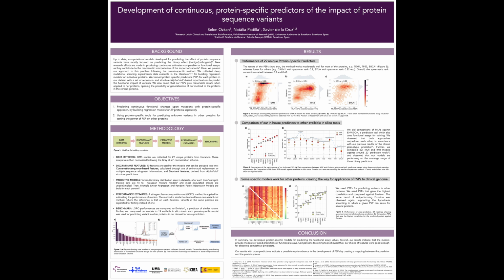Also, we see that for proteins like TPK1 and CALM1, for which we had the lowest Spearman rank values, other tools also give poorer performances. And lastly, some specific models work for other proteins, clearing the way for application of PSPs to the clinical genome.